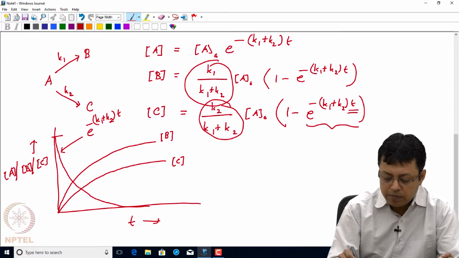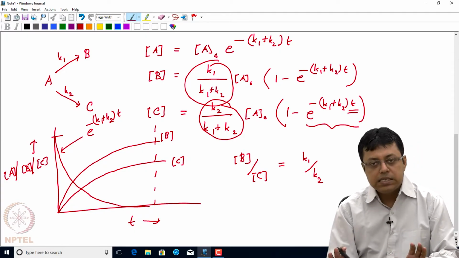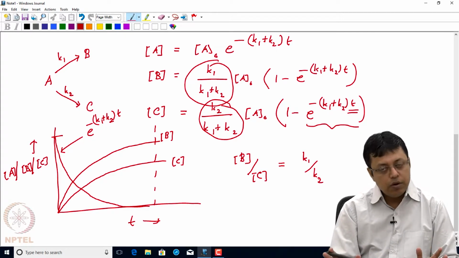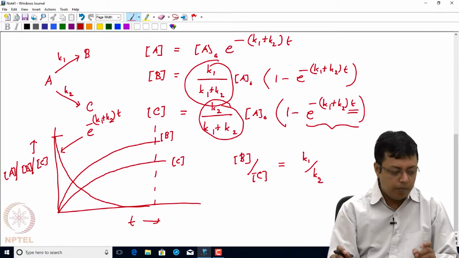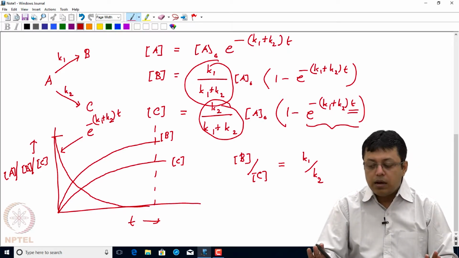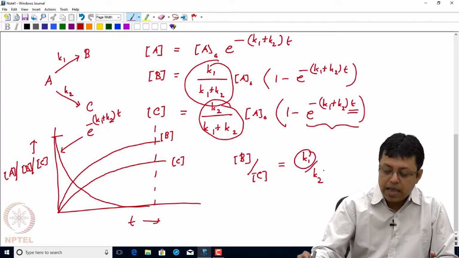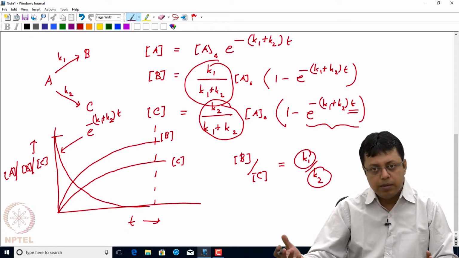Now what we see is that at a very long time, the ratio of B by C is nothing but K1 by K2. So what it means is that the ratio of B and C in the long time is dependent on the rates of how they were formed. So this type of product is known as a kinetically controlled product, meaning the kinetics or the rates are actually controlling the absolute value of B and C in the long time limit.